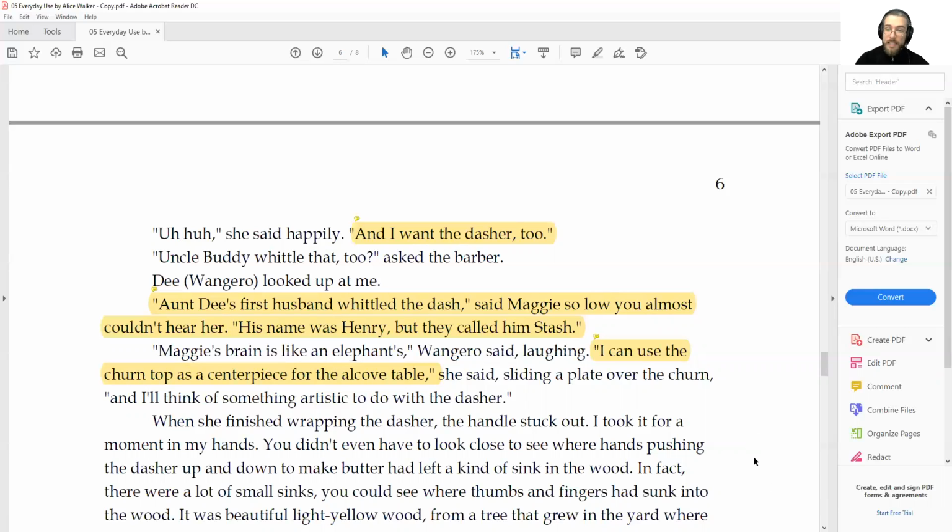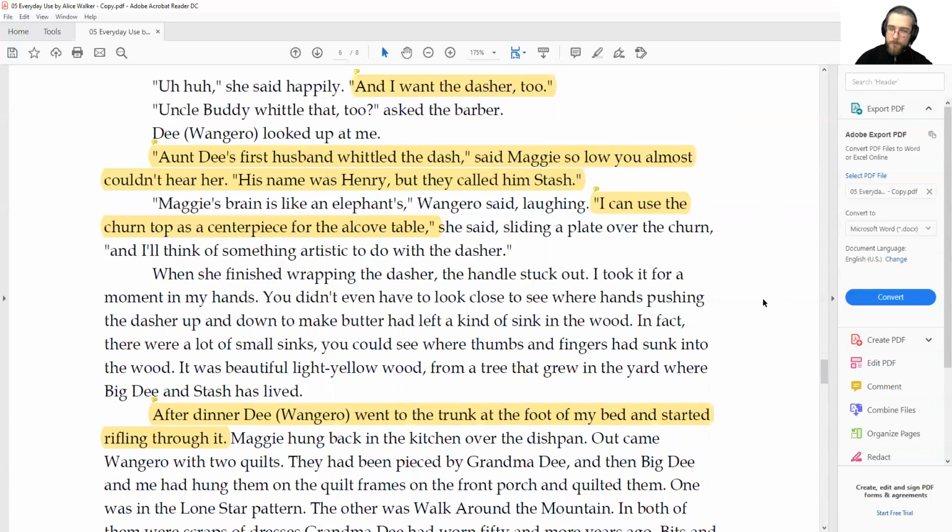Wangaro, or Dee, just laughs that off and says, I can use the churn top as a centerpiece for the alcove table. It's just display. It's just external. She doesn't care about her actual heritage. She just wants to appropriate it and take it all for herself so that she can show off.